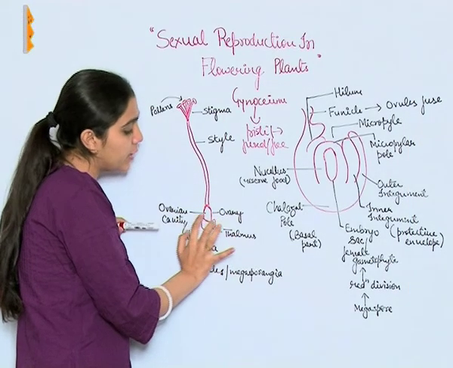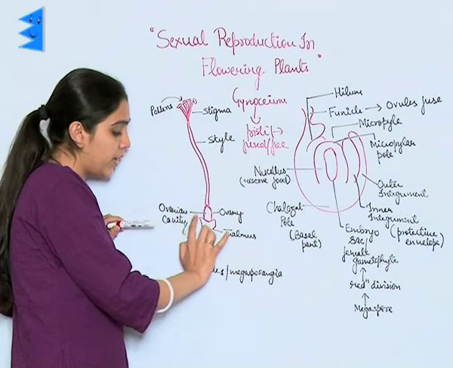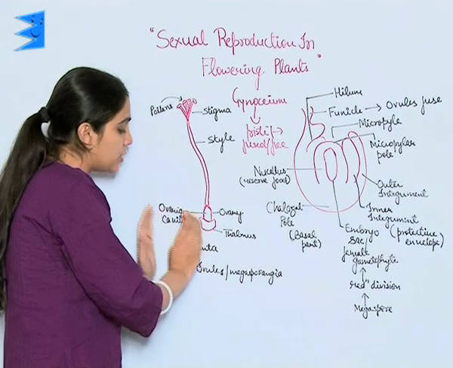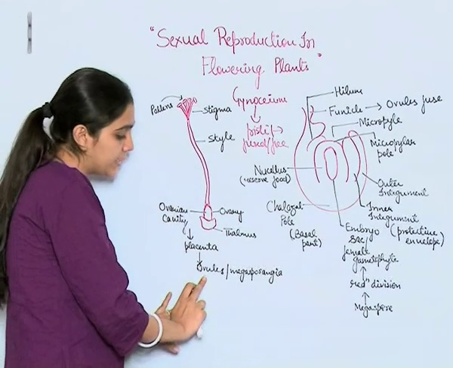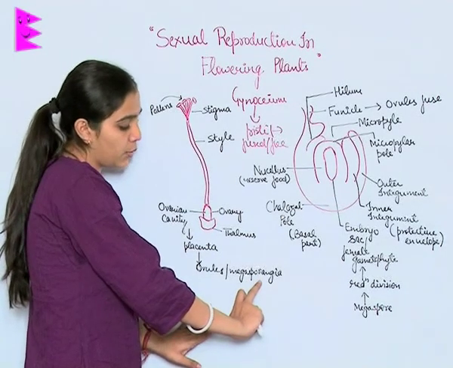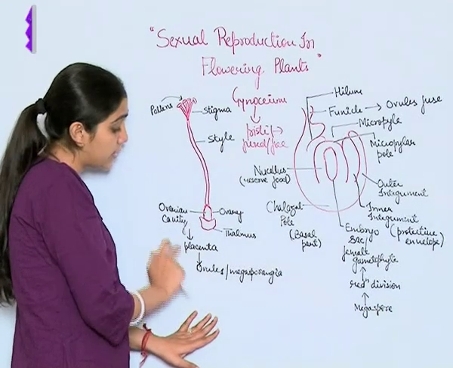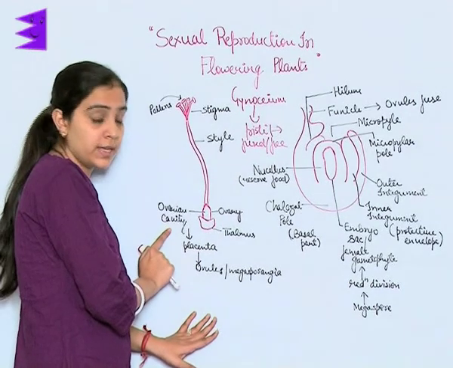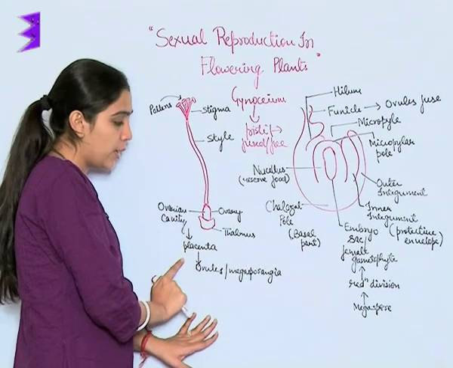Ovary. Inside the ovary you will find the ovarian cavity. Now in this ovarian cavity, ovules are present. Ovules are also known as megasporangia. These ovules are attached to the ovarian cavity with the help of the placenta.